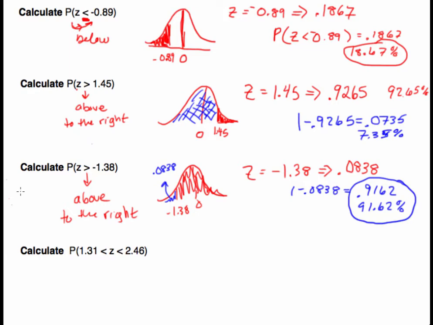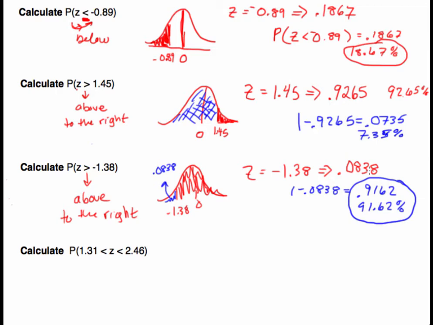Okay, I've gone ahead and completed this problem. I'm looking for the probability, or the percent of values, that lie above a z-score of negative 1.38. It's above it because it's greater than, which means I'm looking for the area to the right. I drew my picture, labeled my z-score, and in red I shaded to the right because that's what I'm looking for. When you look up negative 1.38 on the chart, you get 0.0838.